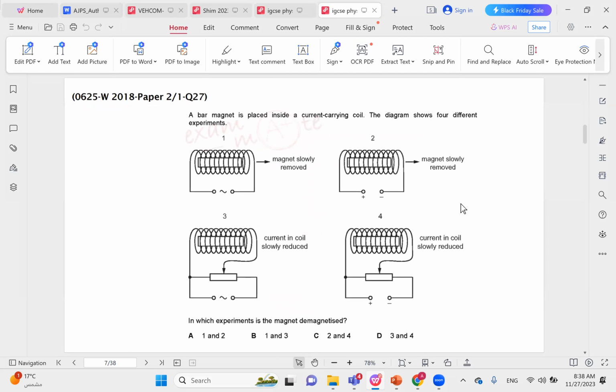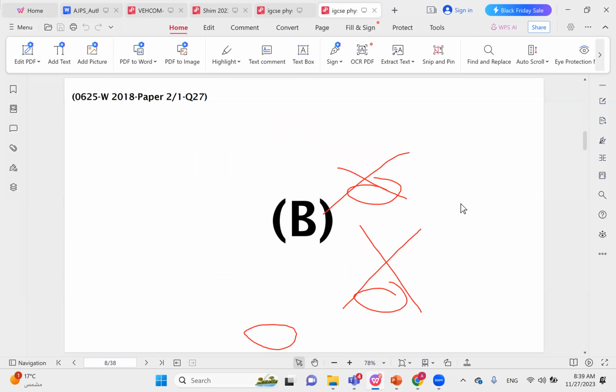A bar magnet is placed inside a current-carrying coil. The diagram shows 4 different experiments. In which experiments is the magnet demagnetized? To demagnetize a magnet, you need an alternating current, not a direct current. So this one is incorrect because it has a direct current. And this one is incorrect as well because it has a direct current. And you can either slowly remove the magnet or slowly decrease the current. They would both work, and 1 and 3 is the correct answer. So B is the correct choice in this question.